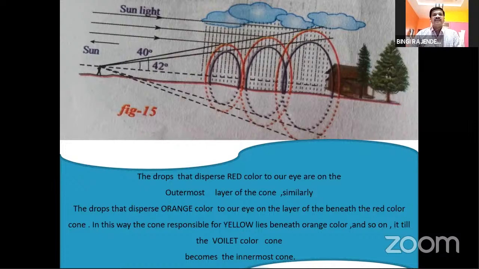In this way, all colors will be coming. The violet color cone becomes the innermost cone. So that's why you can observe the dispersion of light, which forms the rainbow in this way.